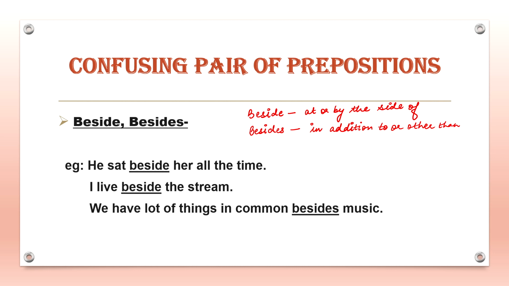So now let us understand this with the help of an example. He sat beside her all the time. So here beside means by her side. So he sat by her side all the time. Now next, I live beside the stream. Another sentence, we have lot of things in common besides music. So here besides means in addition to.